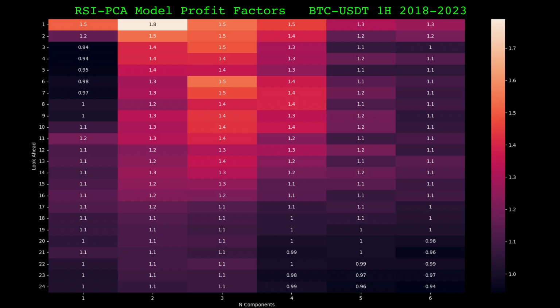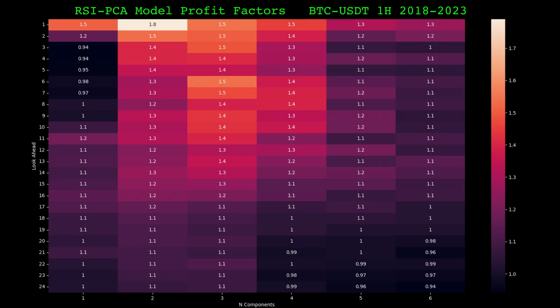Longer look-aheads have worse performance. Also, a higher number of components seems to perform worse as well. It appears the model is overfitting and therefore not generalizing out of sample when many components are used. The optimal number of components appears to be 2 or 3.